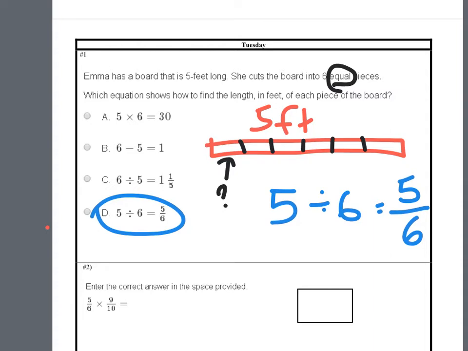It's almost one whole. So we know that every board will be 5/6 of a foot. So it'll be 5/6, 5/6, 5/6. And if you add up 5/6 all those times, you'll get, of course, the 5 feet. So once again, ask yourself, what am I dividing? Am I dividing the board or the pieces? Well, you're dividing the board into 6 equal pieces. So it's 5 divided by 6.